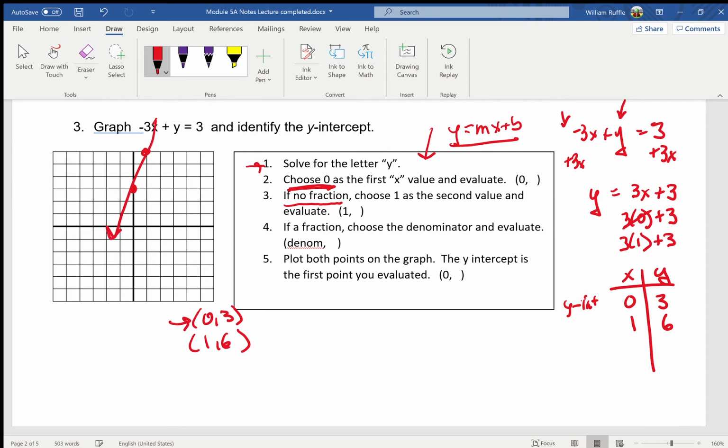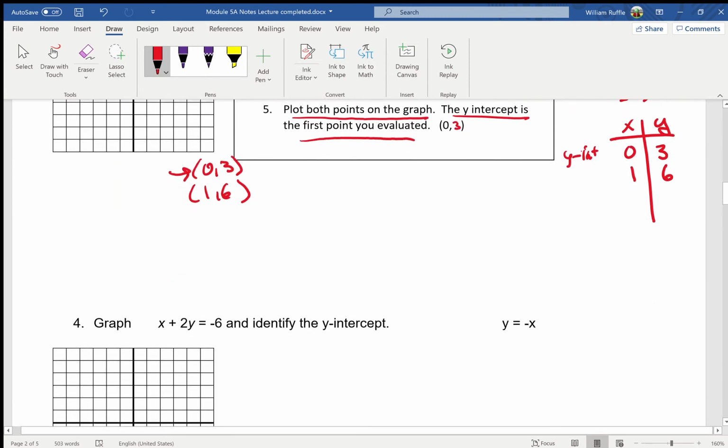And there's my line. Now, I will create a separate video on how to use the graphing tool. I'm going to have to add that on here. If there is a fraction, we will do that in the next one. Okay, and then here, plot both points on the graph. The y-intercept is the point you've added, 0, 3. When you do it, after you graph it, there will be a question asking what's the y-intercept. Like I said, I will do one of those.